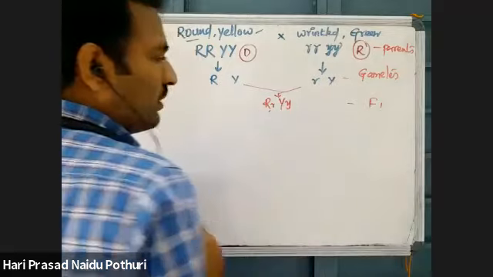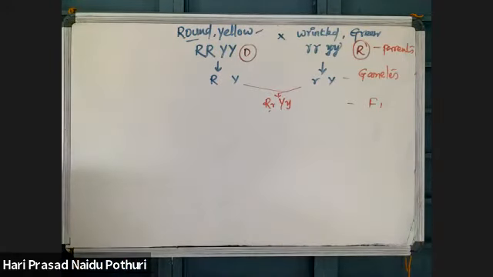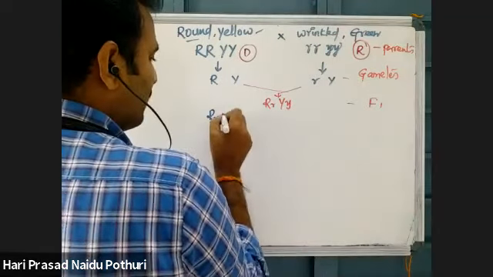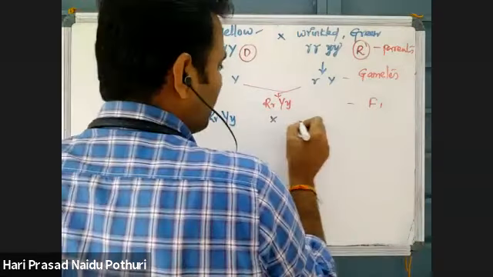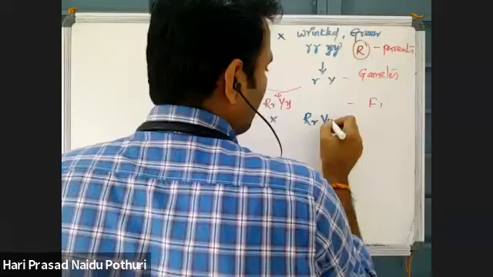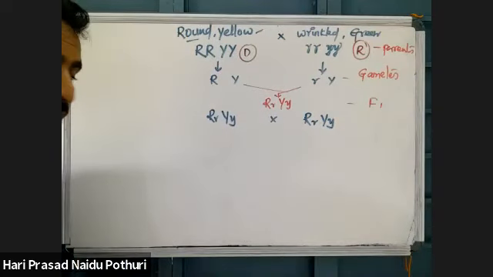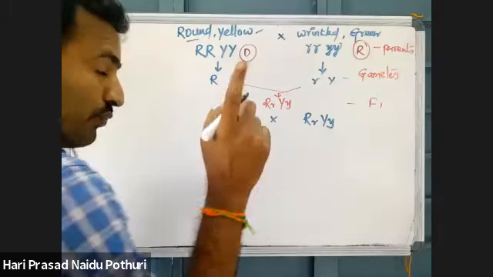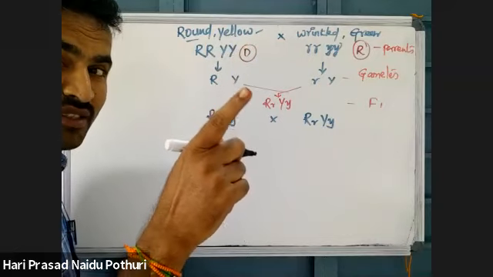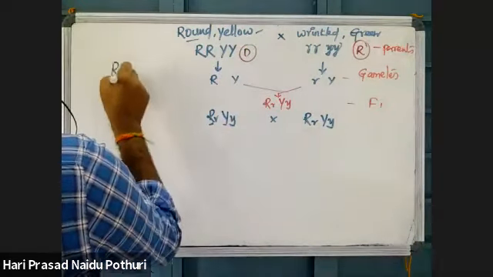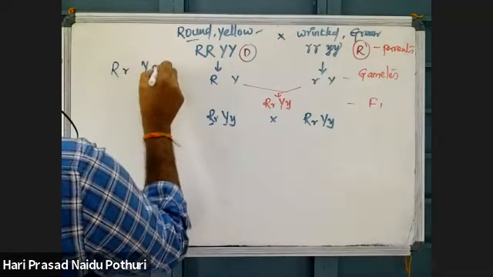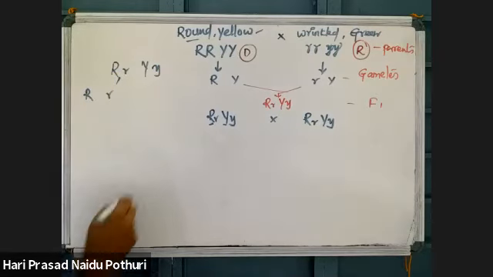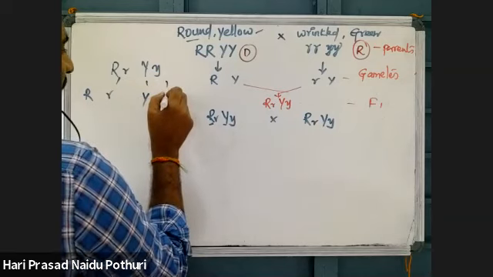When F1 progeny are selfed, how many types of gametes are possible from this? This is one F1 that is crossed with another F1 to produce F2. F1 plant on selfing, there is formation of gametes. According to the law of segregation, 50%. Capital R, small r is there, capital Y, small y is there. So capital R, small r will divide into capital R, small r gametes. Capital Y, small y will divide into this one.